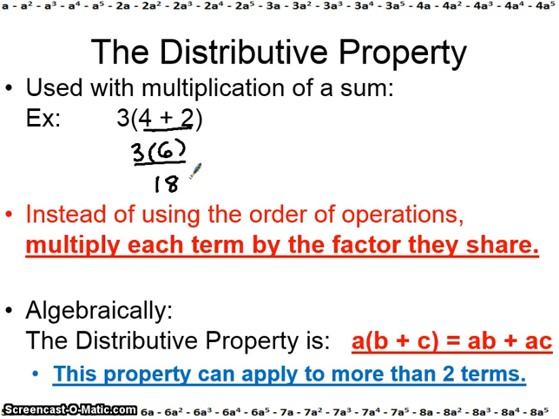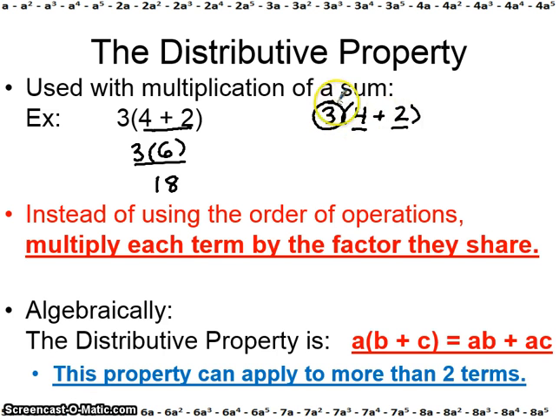The distributive property is an alternative to doing an expression using the order of operations. Instead of using the order of operations, we can multiply each term by the factor they share. So for example, we had 3 times 4 plus 2, and you'll need to add this to your guided notes. We have 3 times 4 plus 2. Instead of adding what's in the parentheses first, we can multiply each of these terms, see the 2 terms inside, by the factor they share. They both share times 3.